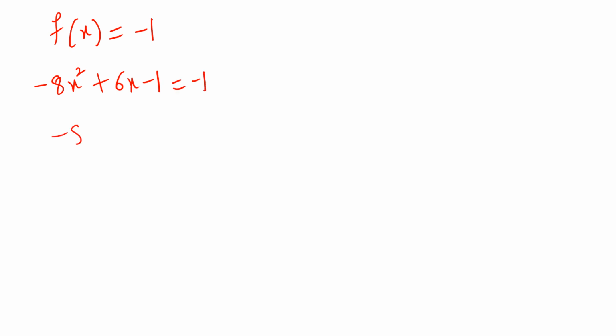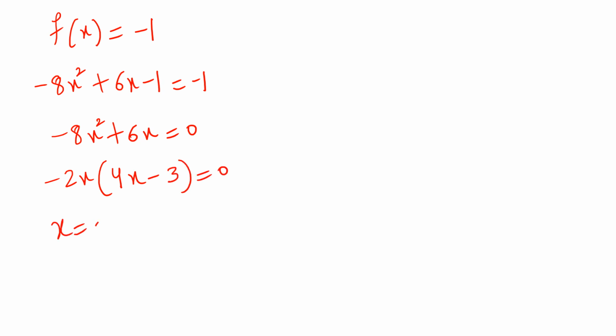Now students, let's find out the values of x for which f of x is equal to minus 1. Now just put minus 8x square plus 6x minus 1 equal to minus 1. So from here we get minus 8x square plus 6x equal to 0. Take out minus 2x common. Inside the bracket you will get 4x minus 3 equal to 0. So from here we get two values of x and they are 0 or 3 by 4. Now x equal to 3 upon 4 is the second value of x for which f of x is equal to minus 1.